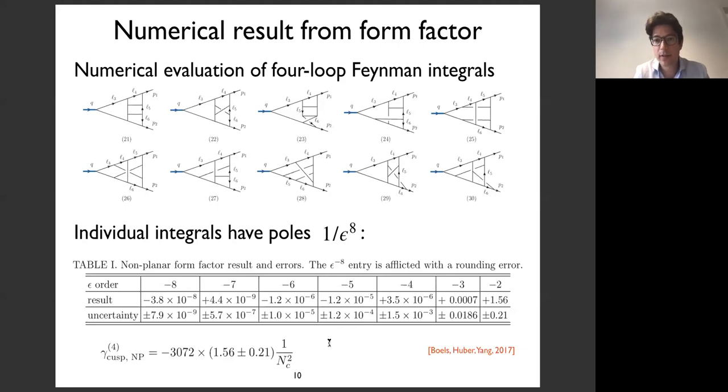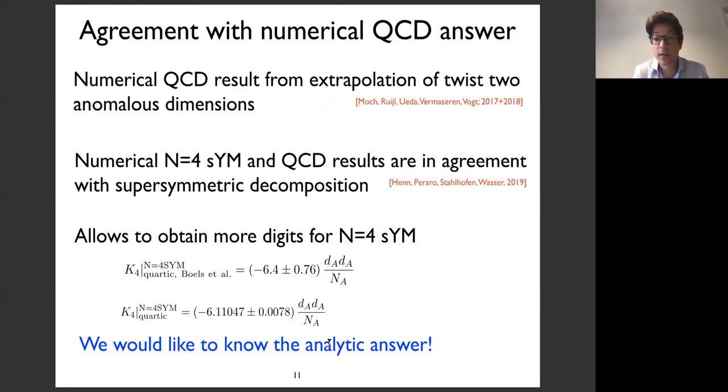Now, in parallel, there's also been a QCD calculation using completely different methods. And they were also able to extract a numerical value for the QCD cusp anomalous dimension. Now we can use that supersymmetric decomposition I mentioned earlier and connect the two. And doing so, we see that the two numerical values are in complete agreement, but thanks to some more digits that we have in the QCD answer, we can translate that into more digits in N equals 4. And so this is a kind of refined prediction.